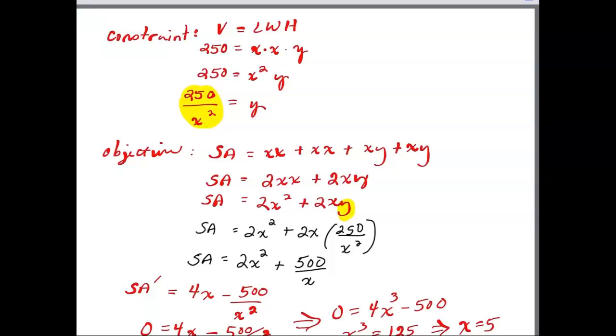Therefore, we need our x to be 5 feet, and we can find y by plugging back into our original equation that we have for our constraint. So we have x to be 5 feet, and we'll plug 5 in to find y. Plugging that 5 in, we'll get y to be 10.